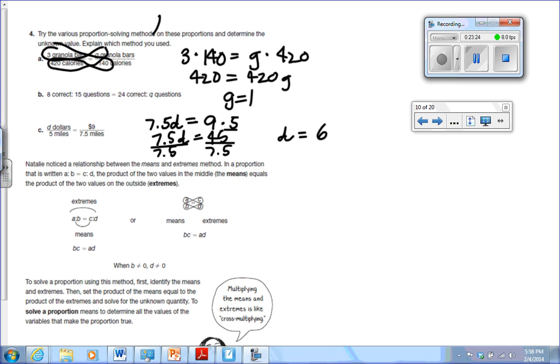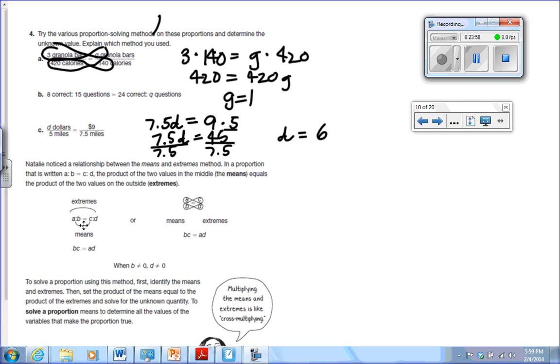So hopefully you got those right. Natalie noticed a relationship called the means and extremes method. In a proportion that is written A colon B equals C colon D, the product of the 2 values in the middle, the means, equals the product of the 2 values on the outsides, the extremes. As you can see, they have listed here the difference between the means. Means is B and C, so starting from the denominator up to the numerator. Extremes are starting from the numerator and going down to the denominator.